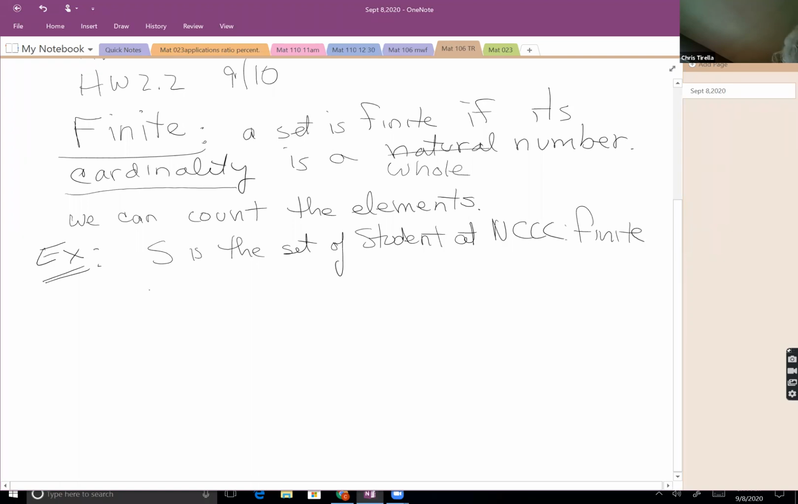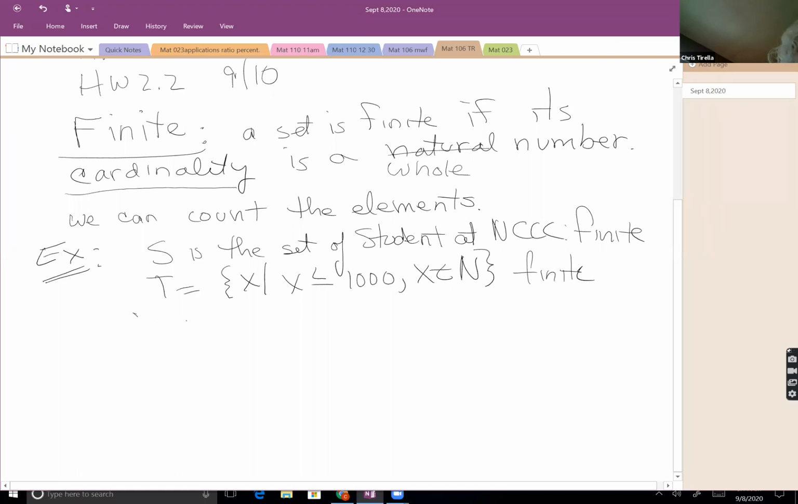Let's say T is the set of all X such that X is less than or equal to 1,000 and X is a natural number. Could we count how many numbers there are less than or equal to 1,000? Yes, so that's also a finite set.